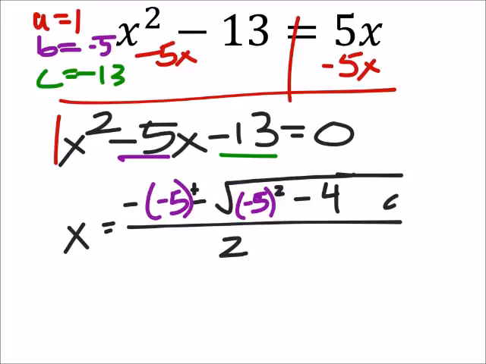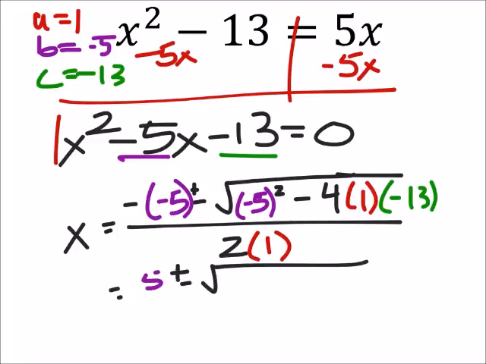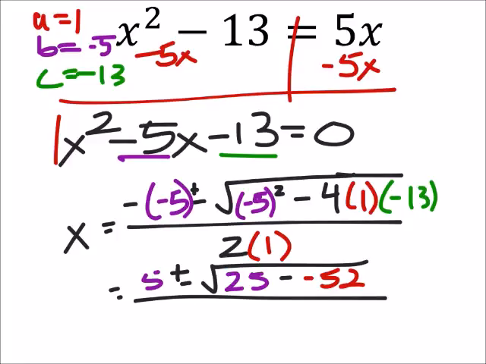So a, which is a 1. Some of you wouldn't even put that there, right? And that's okay. And then c we'll replace with this negative 13. So this ends up being a positive 5 plus or minus the square root of 25 minus 4 times a negative 13, which would be a negative 52. And that is all over 2.